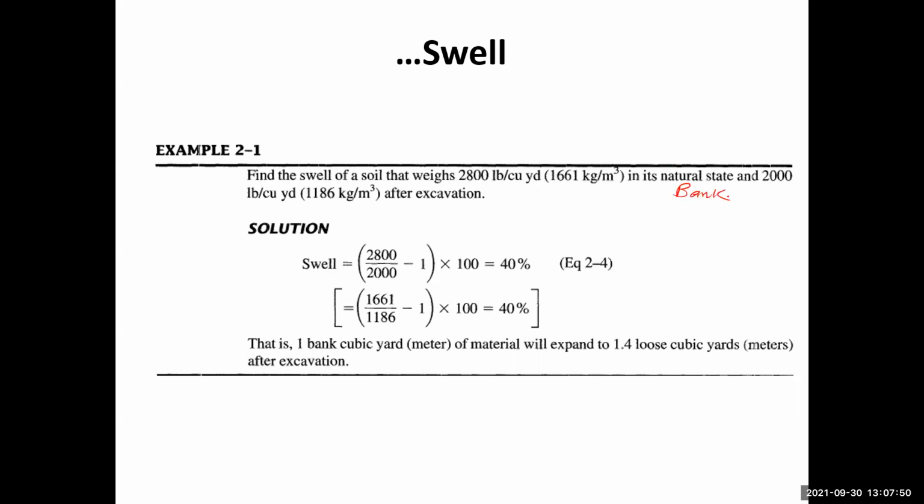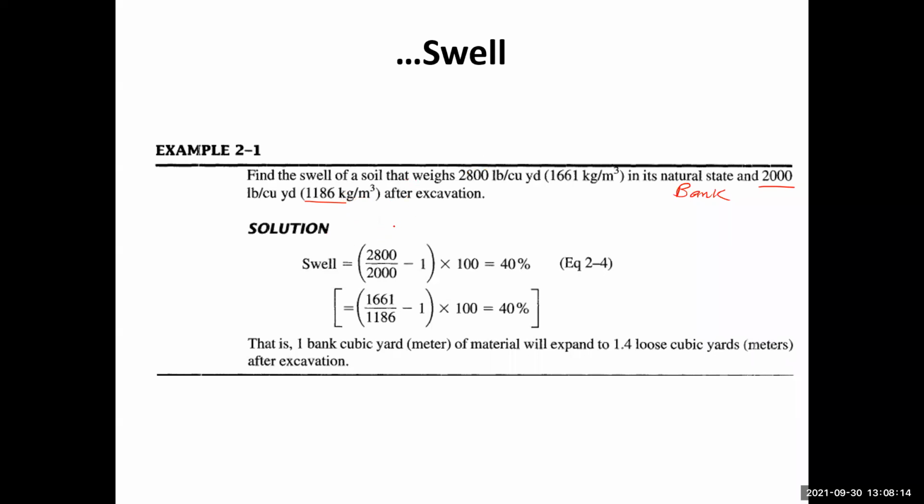As an example, find the swell of a soil that weighs 2,800 pounds per cubic yard, or 1,661 kilograms per cubic meter, in its natural state. That is the bank state. And 2,000 pounds per cubic yard, or 1,186 kilograms per cubic meter, after the excavation. By some methods, we measure the density of the soil in its bank condition, and after we have excavated it, we measure its density again, and then we can find the swell.